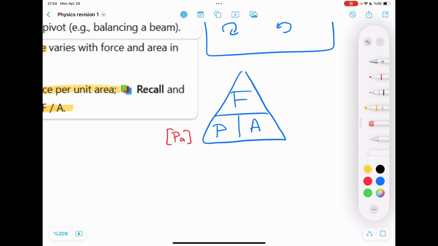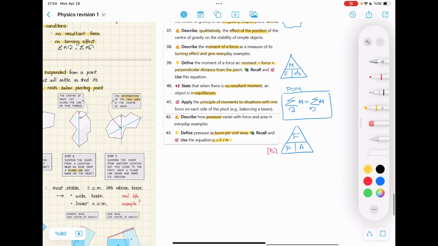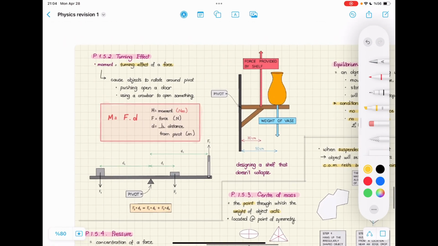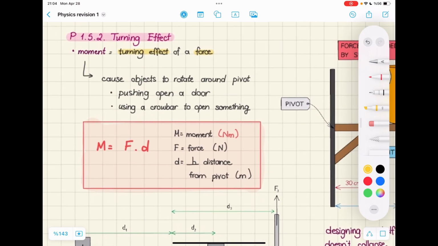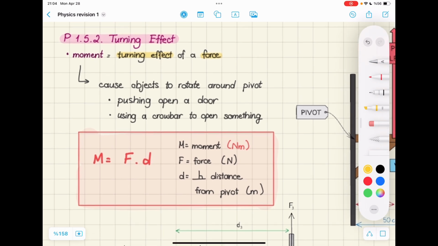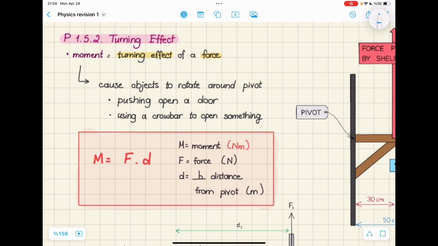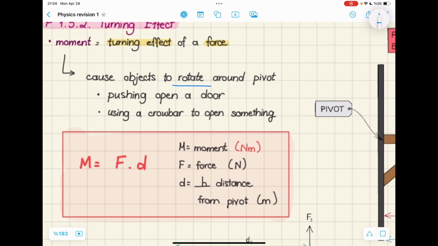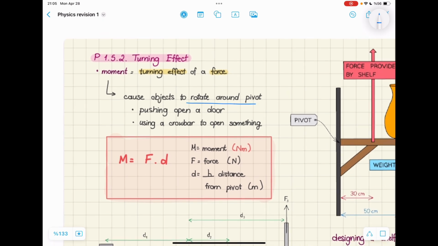So let's continue now to the last part of the motion part. The turning effect, the moment, turning effect of a force. Basically, the effect of a force that is acting at a certain distance from a pivot causes objects to rotate around the pivot, like pushing open a door, for example, or using a crowbar to open something.